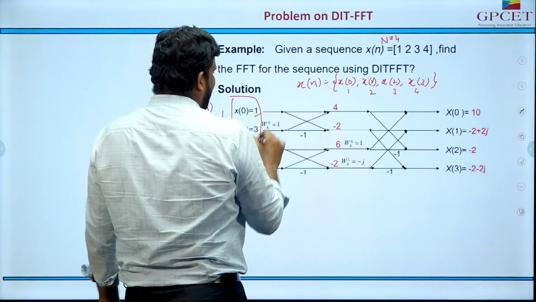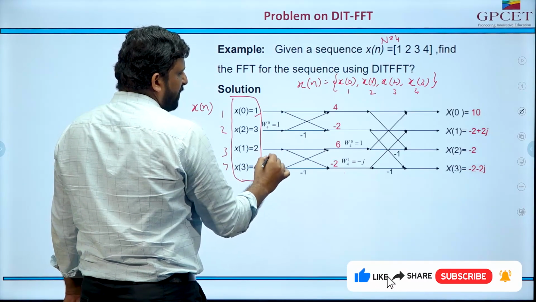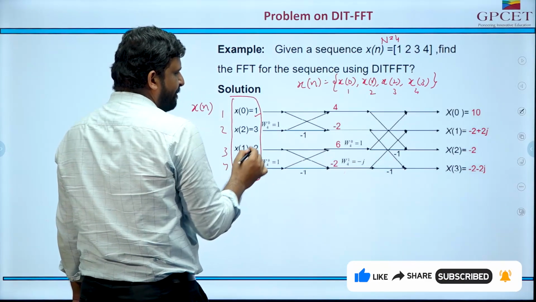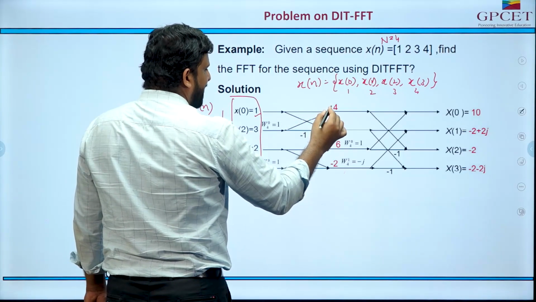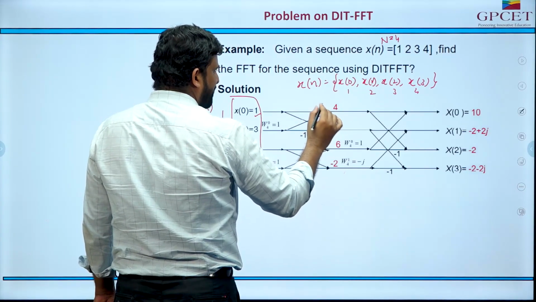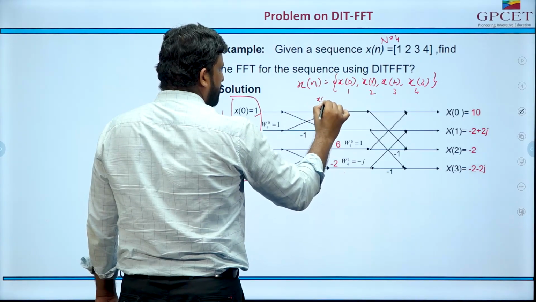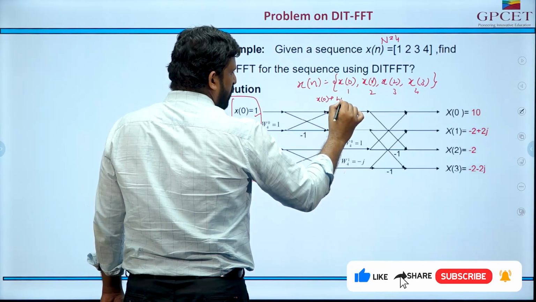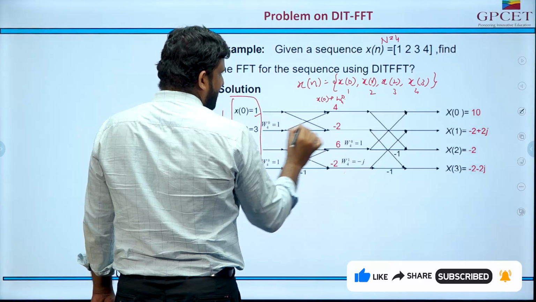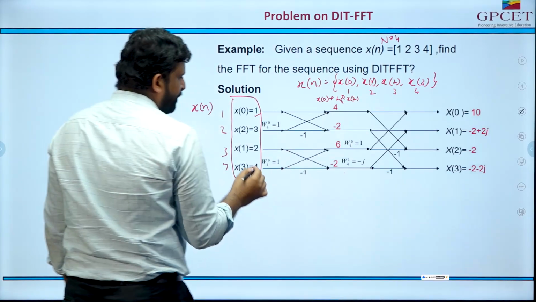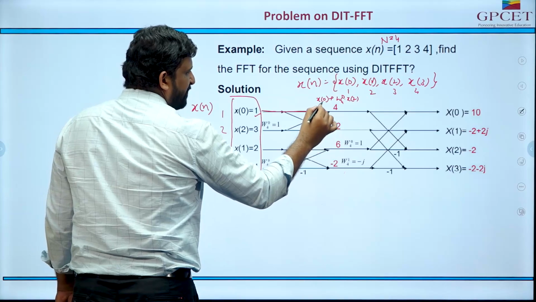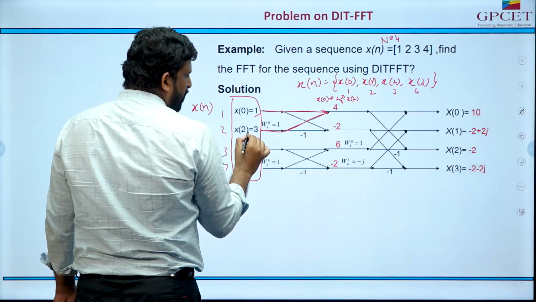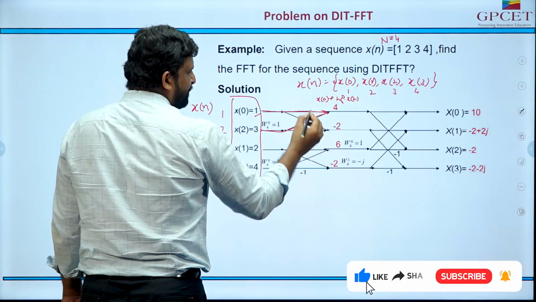Fine. Now for n is equal to 4, W4 to the power of 0, W4 to the power of 0, W4 to the power of 0 and W4 to the power of 1. For n is equal to 4, it is a simple butterfly diagram. Now what is the value I am going to get here? Just one value I will do here, that is x of 0, and the flow is upside, plus W4 to the power of 0 into x of 2. I think you got the first notation, x of 0, and from here the value x of 2 into W4 to the power of 0.